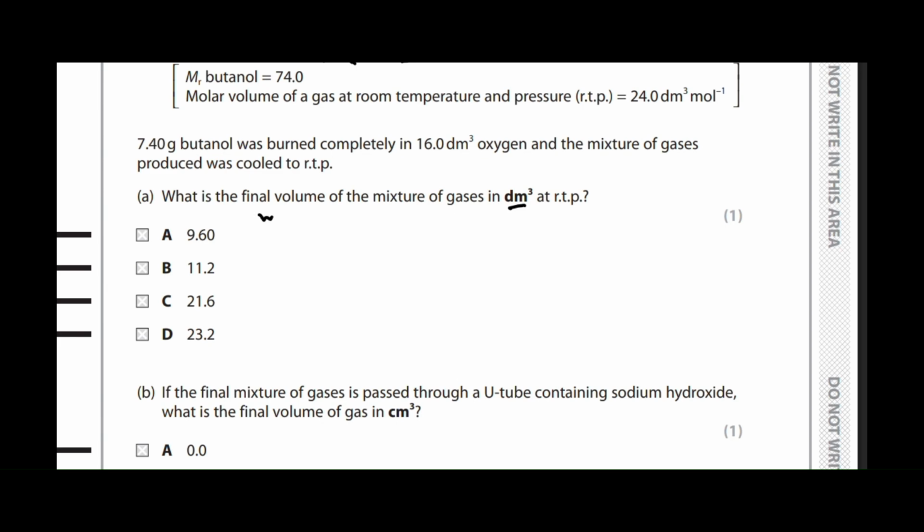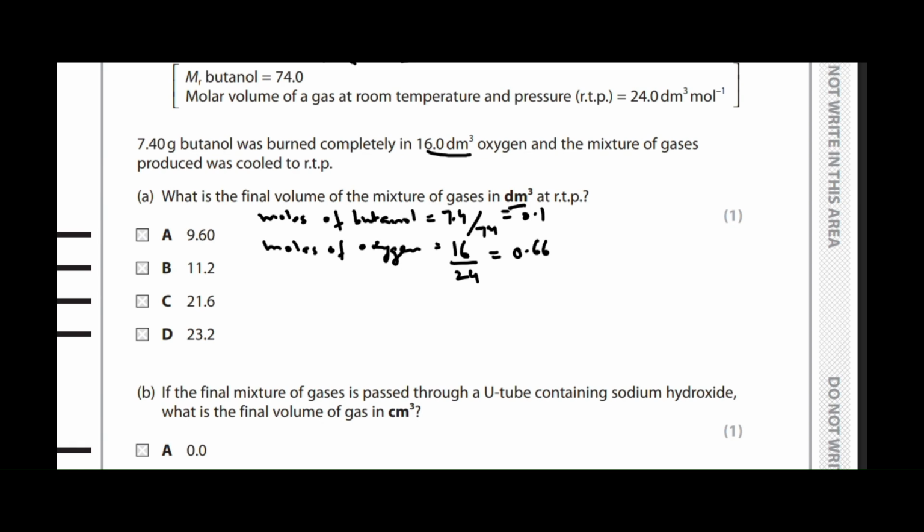First, you need to find the moles of butanol present in the reaction mixture. The moles of butanol is equal to mass over MR. The mass of the butanol is 7.4, MR is 74, so moles of butanol is 0.1. Then you need to find the moles of oxygen. The volume of oxygen is given as 16 decimeter cube. So moles of oxygen is equal to volume over molar volume. 16 decimeter cube is the volume and 24 is the molar volume. So you calculate the number of moles, and that's equal to 0.667 moles.